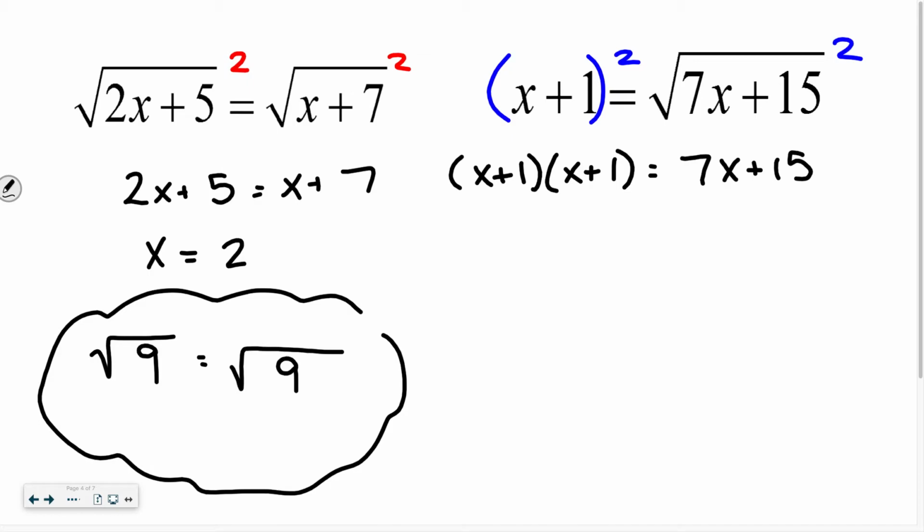And I'm going to FOIL out x plus 1, x plus 1. That's what? x squared plus, check your outsides, insides, 2x plus 1 equals 7x plus 15. I'm going to put it over here on this side board, but this is wrong. This is my most common wrong answer to this problem.